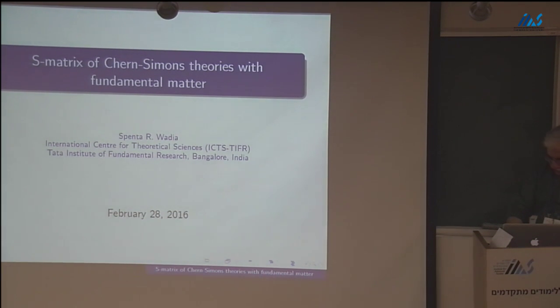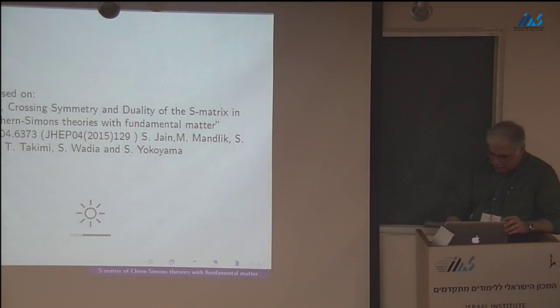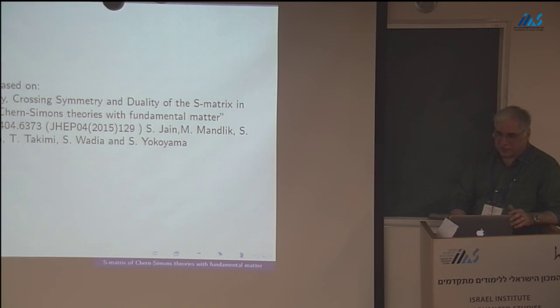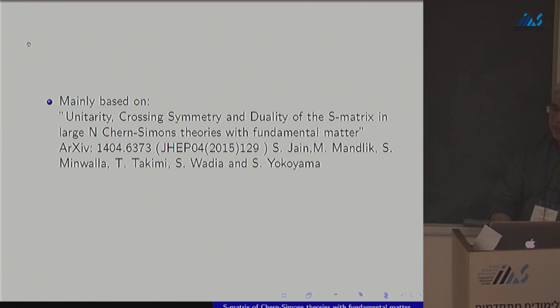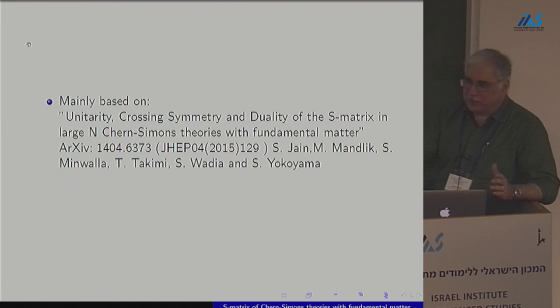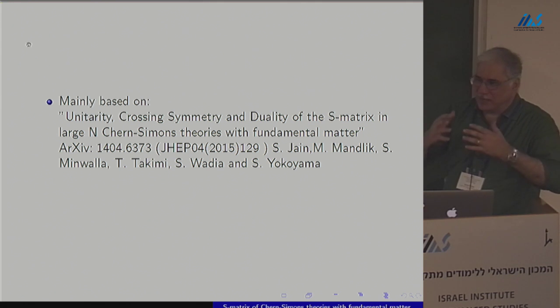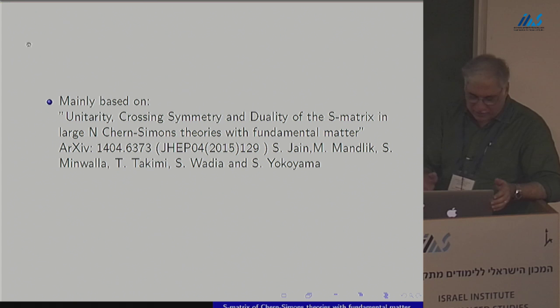So I want to basically tell you something about the problem of computing S matrices in Chern-Simons theories, which is not obvious. I mean, if you start calculating S matrices using the standard rules of quantum field theory, you will land into a lot of difficulties with things like unitarity and crossing symmetry. So how to rescue unitarity and crossing symmetry is the main purpose of this talk, and this work was done with Shiraz Minwala and other collaborators, postdocs and students a little while ago.